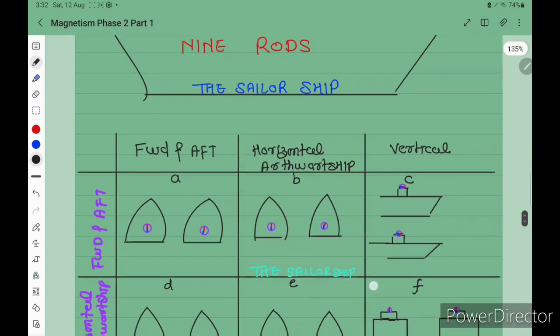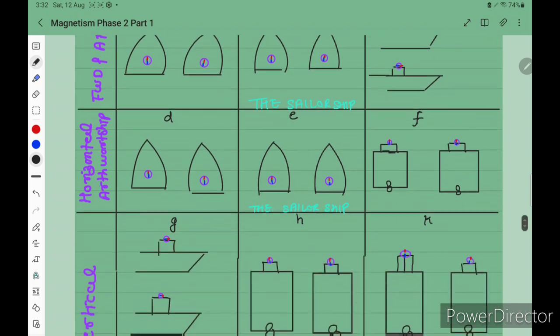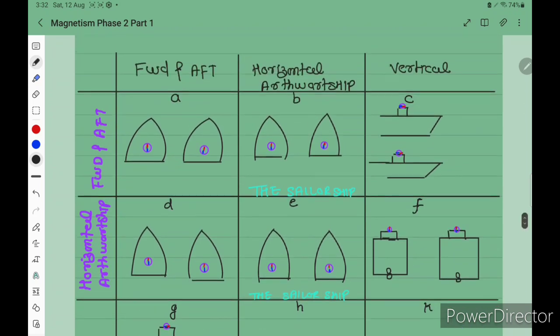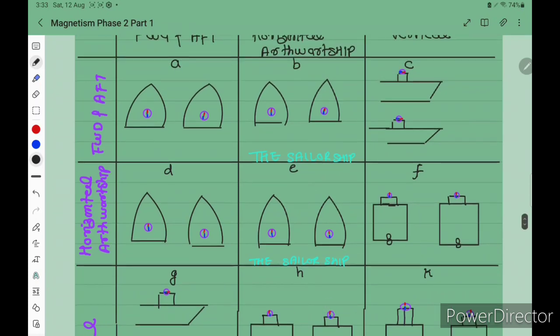So first you have to make a table. It's nine rods, so we have to see nine conditions. First we have to write forward and aft, horizontal athwartship, and verticals. Okay, same on the left side: fore and aft, horizontal, and the verticals. I already marked all the compass. So A, B, C, D, E, F, G, H, we don't have I, we have K rods. So these are all the nine rods.